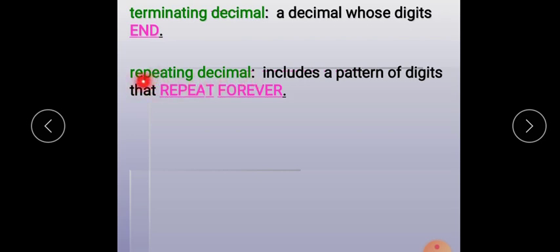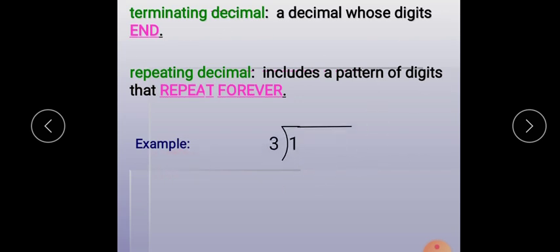Repeating decimal, or we can say recurring decimal, includes a pattern of digits that repeat forever. The decimal expansion of such numbers whose digits repeat, for example 2.333 or 5.787878, means it goes on repeating. So such decimals are called repeating decimals. Let us see some examples.